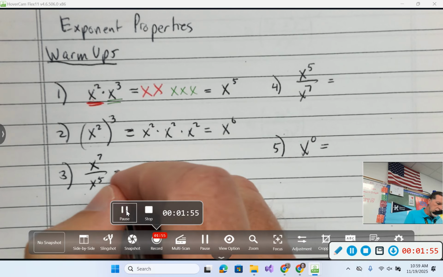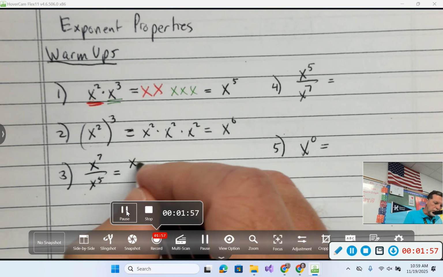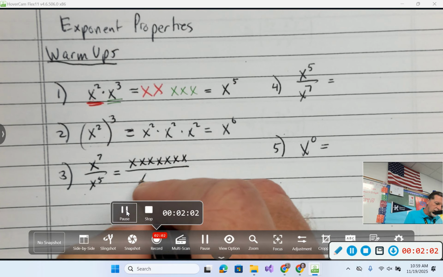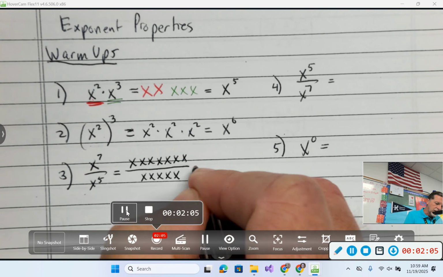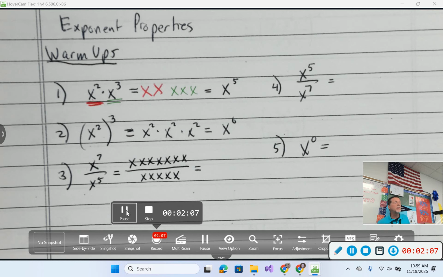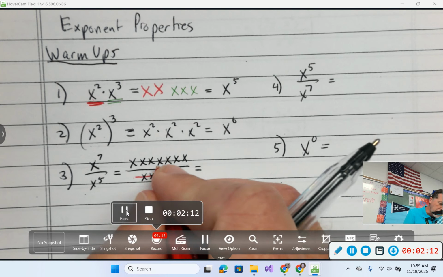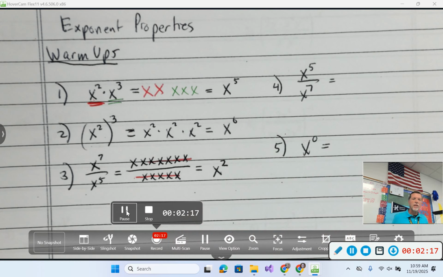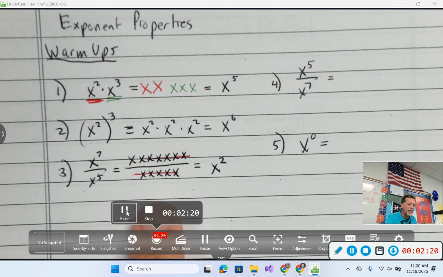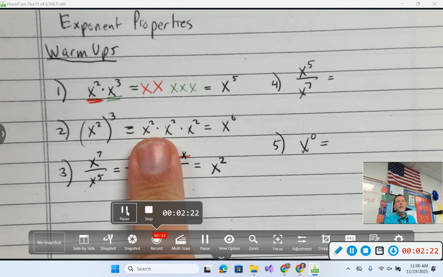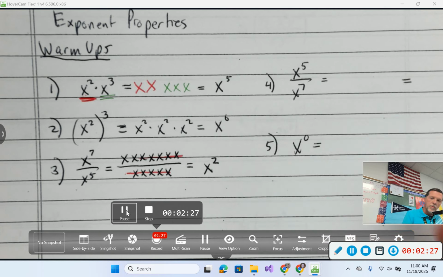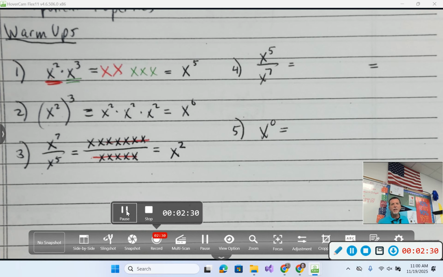Number 3. Oh, I should have picked this number smaller than 7, so I don't have to write out 7 x's. And then 5 x's. So how many of the x's will cancel? Well, careful. 5 of them cancel. You leave 2, and it's x times x, so x squared. But I don't want to do that every time. That's kind of ridiculous. What's the shortcut? Subtract. And then, now spare me the writing it all out.